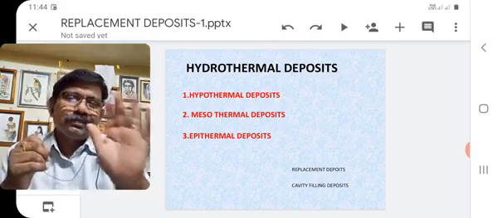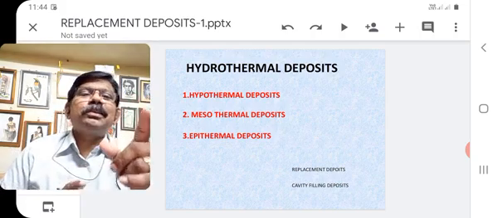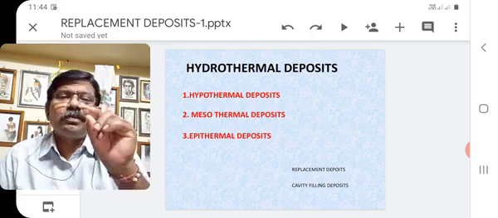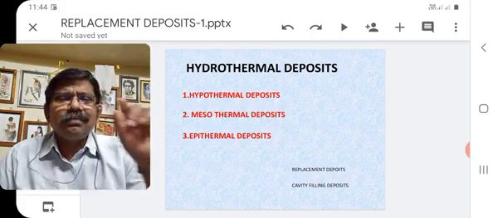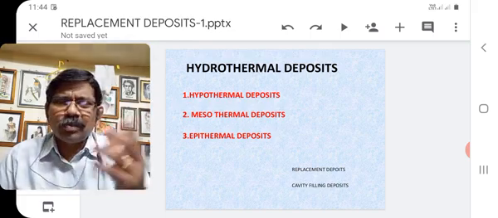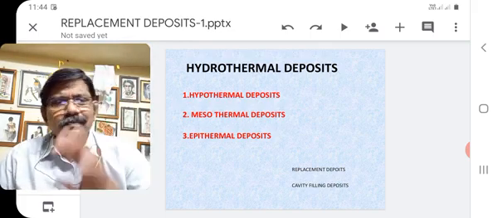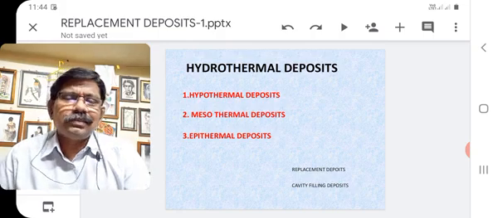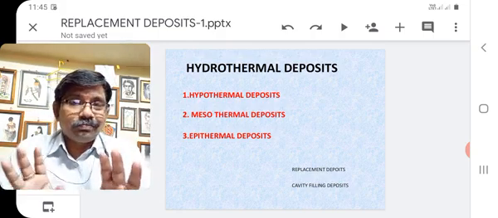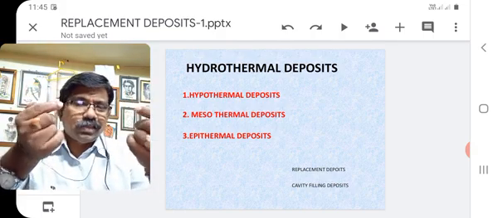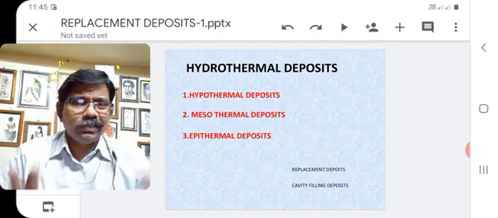Now you understand, hypothermal deposits are replacement deposits, and some mesothermal deposits also belong to the replacement deposits. All are this. Then we divided now. What are the replacement deposits? They are high temperature. Which are the low temperature? They are cavity filling deposits.